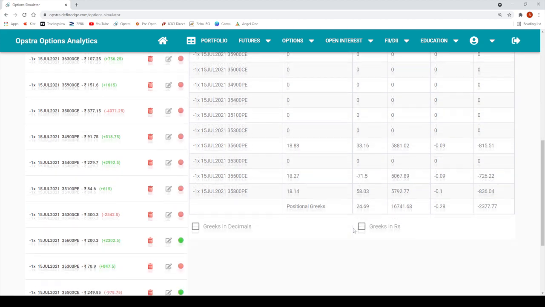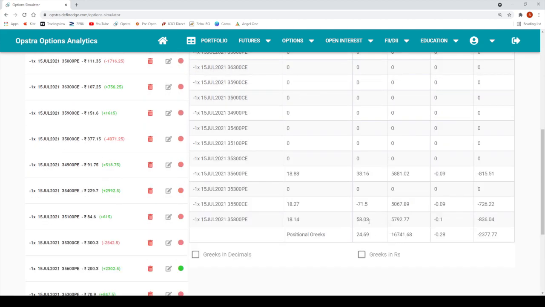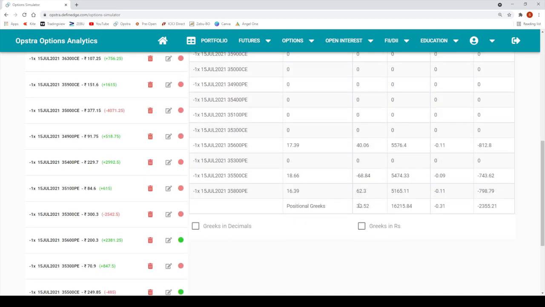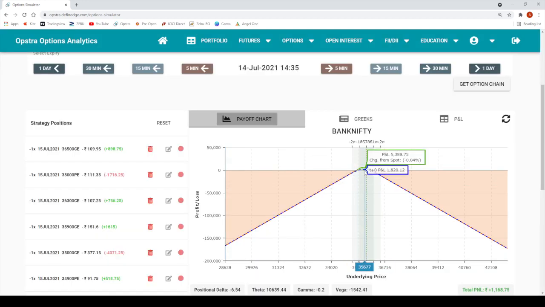35,700. So again 24 mismatch. So now what is happening? The market is coming down. 683. So 33 delta mismatch. So what I will do, I will close 35,600 put. So it is trading around 105. So now we will see the payoff.